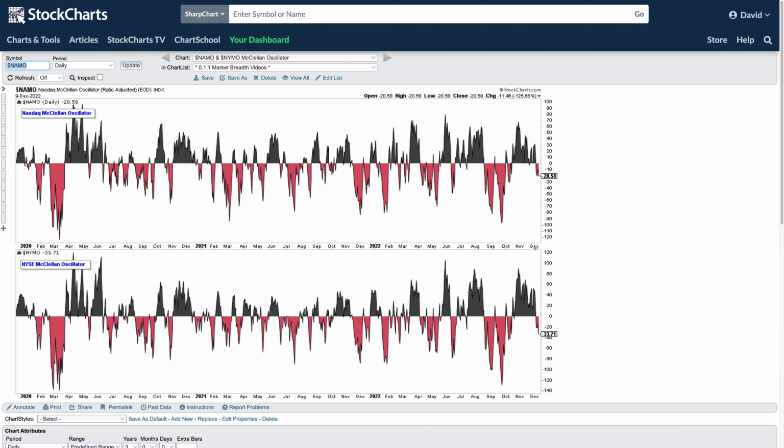But they've both turned a little bit more negative again. Look at the McClellan oscillators, which show the same kind of data using the EMAs instead. Both have moved into negative territory in the near term again. As you can see, minus 20 down here on the Nasdaq at the top, and minus 33 on the NYSE.